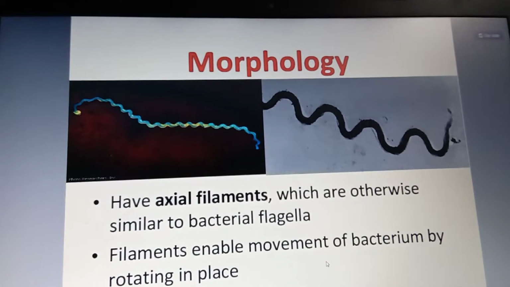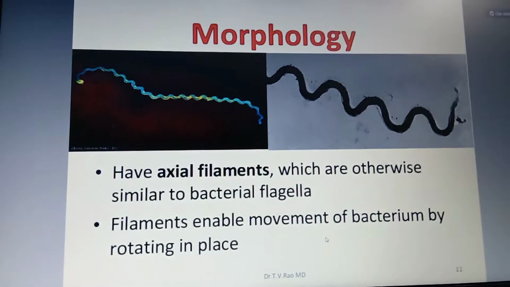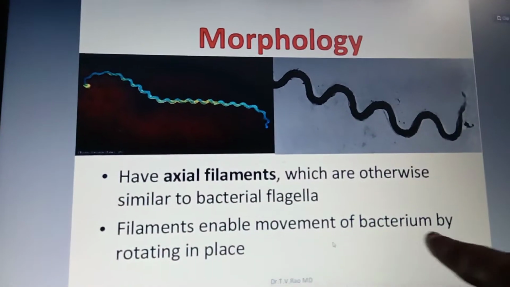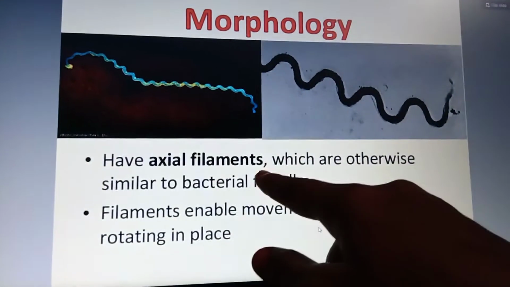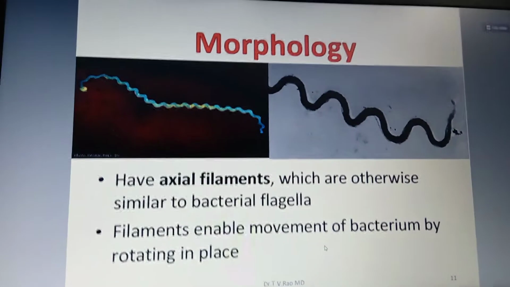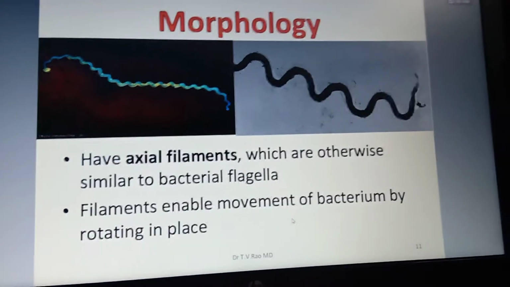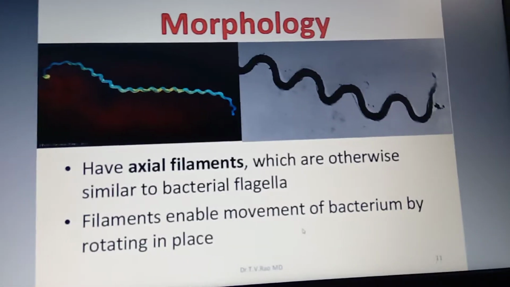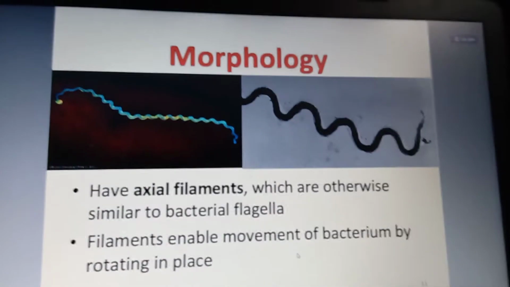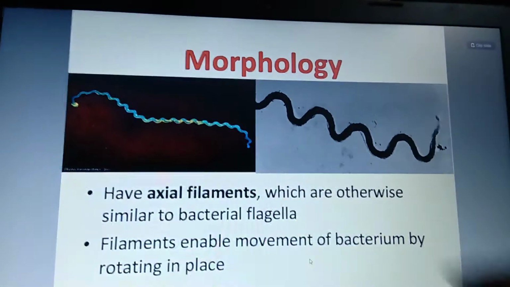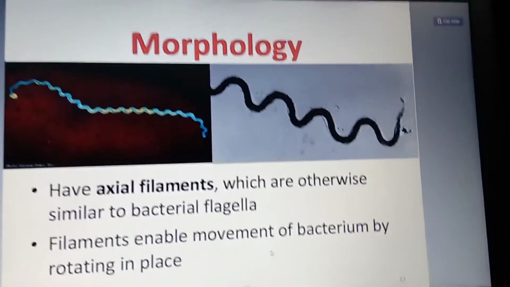Okay, and this I have already shown you in the introduction, it has a movement, right? The filament enables movement of the bacterium by rotating in place itself, and the axial filament is otherwise similar to the bacterial flagella. The bacterial structure you are familiar with, right? So for that structure, how it looks like, the filament is flagella-like. It also looks like a flagella structure, or it is also called the axial filament morphology.